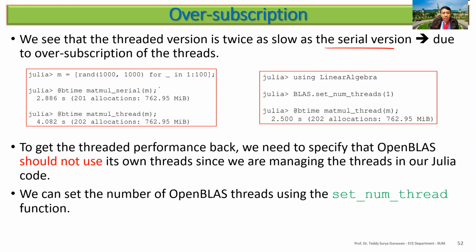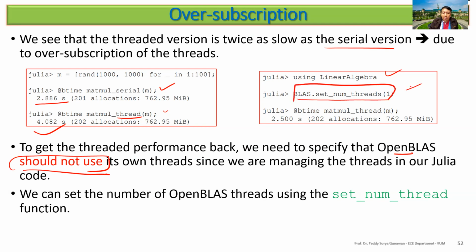So what happens? This is serial, 2.86. This is using our own threaded function, and it is slower. If you are using linear algebra here, to get the threaded performance back, we need to specify that OpenBLAS should not use threads. This is the important thing here. BLAS set num threads to 1 means that the multiplication will not use multiple OpenBLAS threads. Then when you do this, you can see it is similar, almost a bit faster than before.